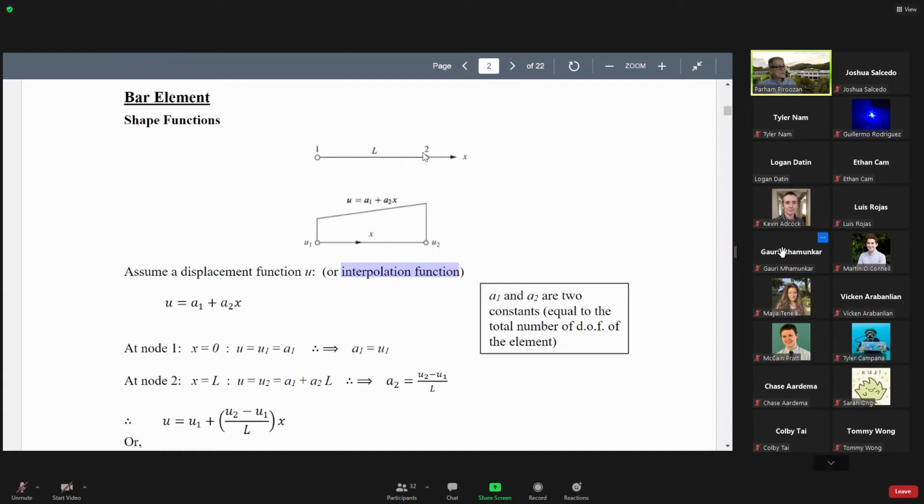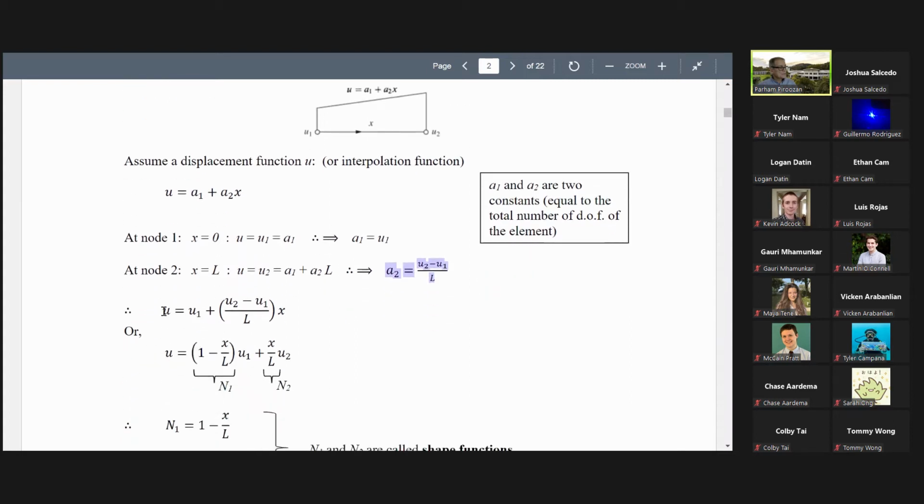At node 2, x is what? X is L. U is what? U is U2. So put it in this equation. X is L, U is U2. We find A2. So this is our A1, this is our A2. Put them back here for A1 and A2. We get this one.